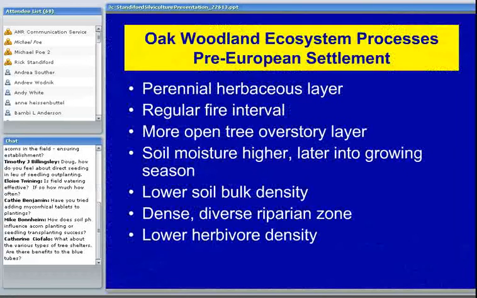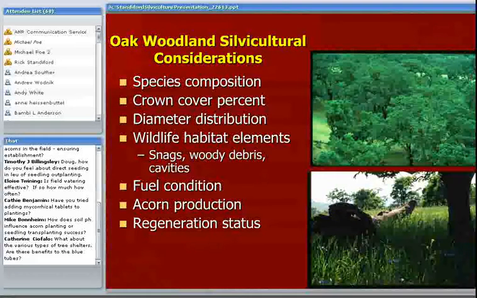The overstory layer was probably more open as a result of the regular fire interval, and we have some long-term plots that have indicated that many of our stands now are denser than they may have been during a time when we had more regular fire regimes taking place. Doug did talk about soil moisture in his presentation and soil bulk density, and the riparian zones may have been denser and the herbivore densities were likely lower.